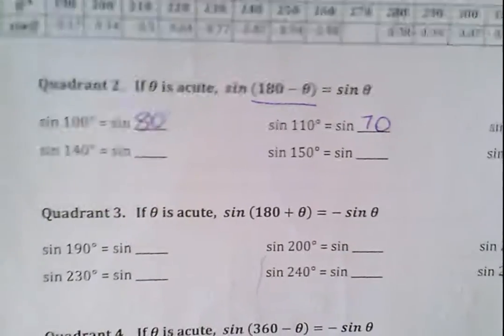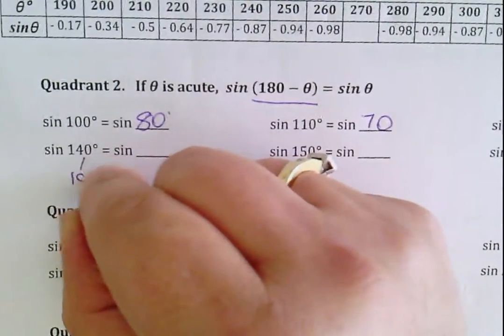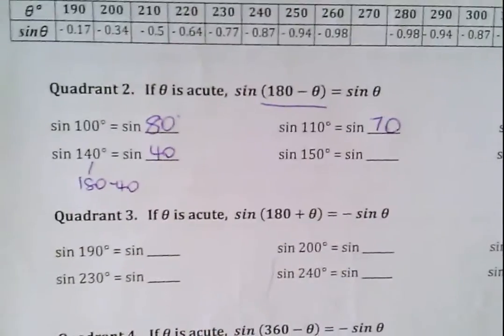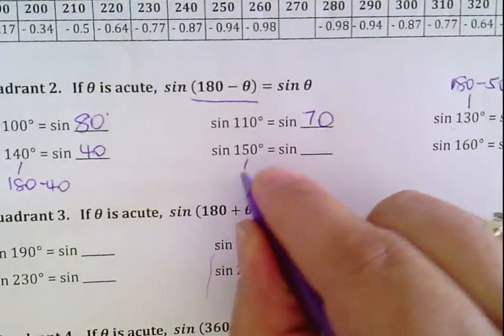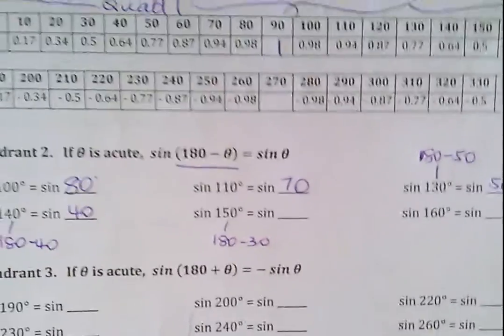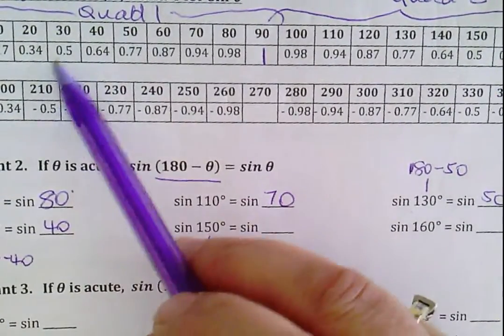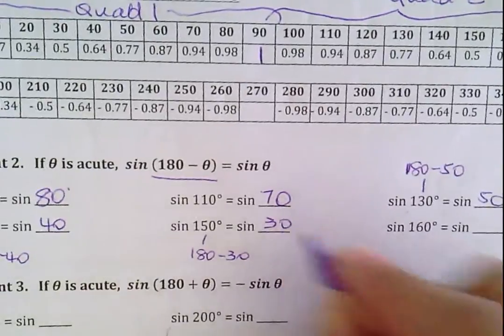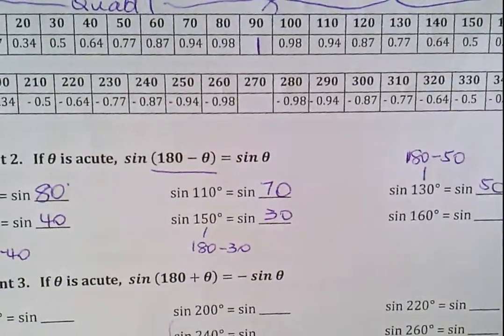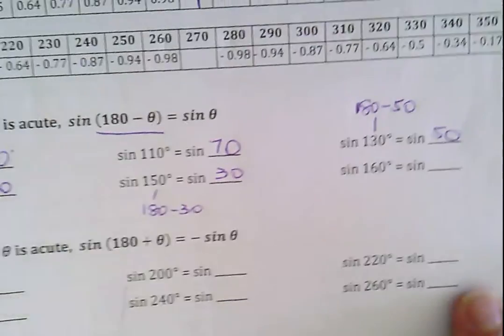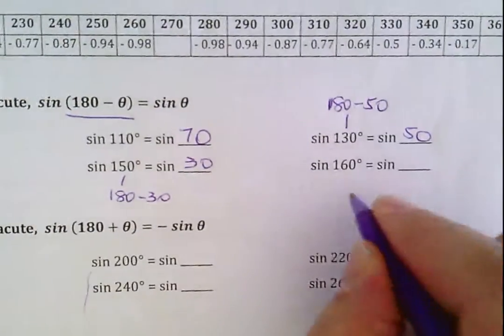The next one, 140 is what? 180 minus 40. So sine 140 equals sine 40. Sine 150, 150 is 180 minus 30. So let's look at our table. Sine 150 is a half. That equals sine 30, which is also a half. Now, I'm going to draw these angles for you as well. Sine 160.